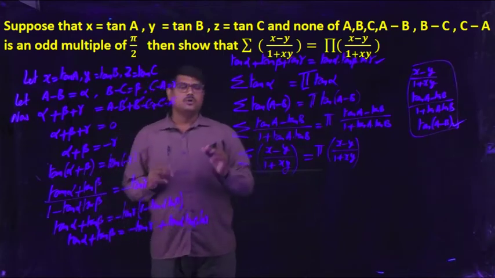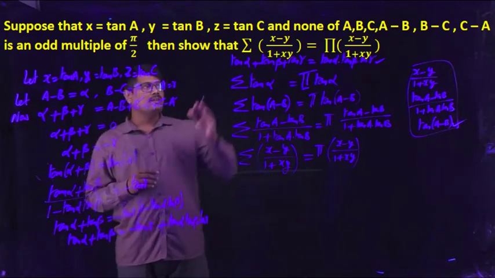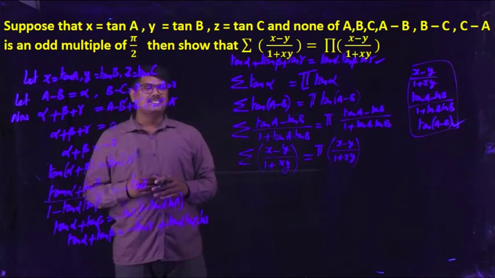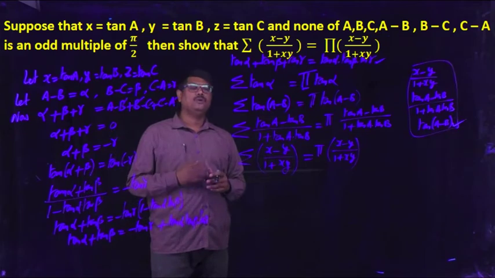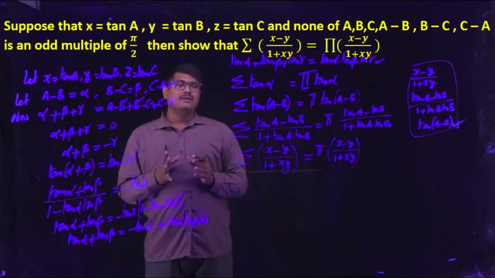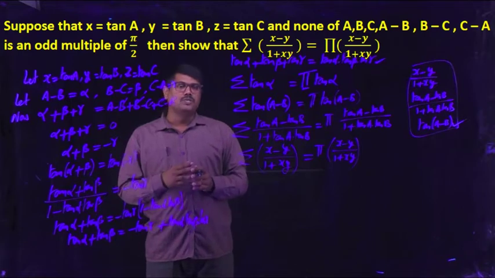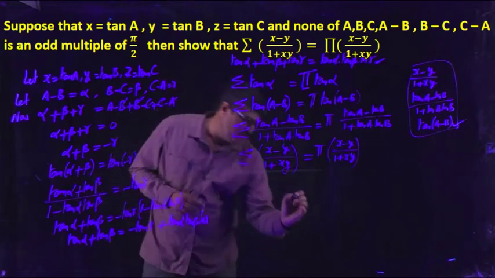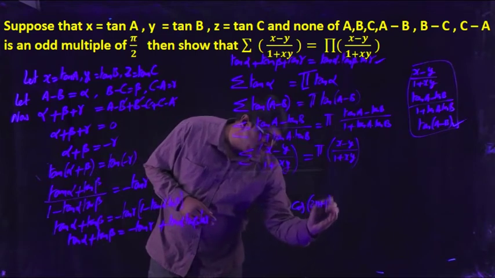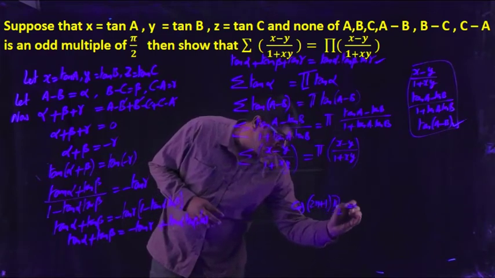Later, in the problem they have given that none of the values of a, b, c, a minus b, b minus c, c minus a is an odd multiple of pi by 2. You have to remember one point. If an angle is an odd multiple of pi by 2, then its cos value will become 0. Cos of an odd multiple of pi by 2 is 0. Remember this point.